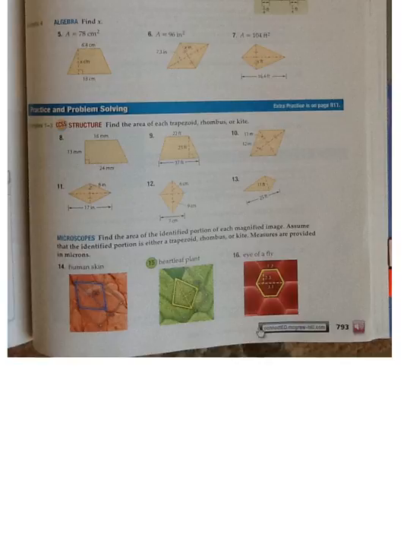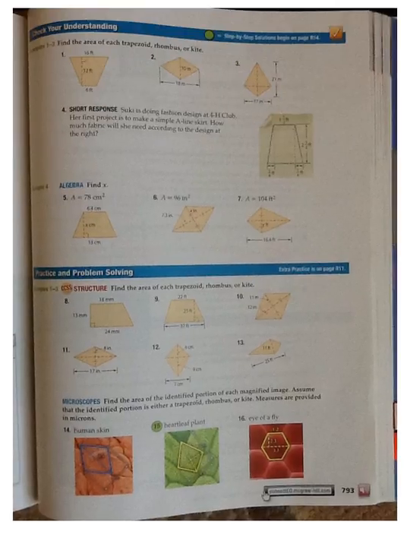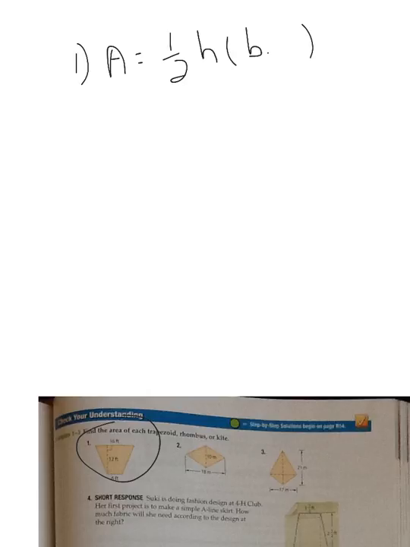Let's start with question number 1. In question number 1, you have a trapezoid, and the picture is given here. If you recall, the area of a trapezoid is equal to 1/2 times the height times the sum of the two bases, b sub 1 plus b sub 2. Now b1 means one base and b2 means the second base. Please remember, by definition, the two bases are parallel, but they cannot be congruent.